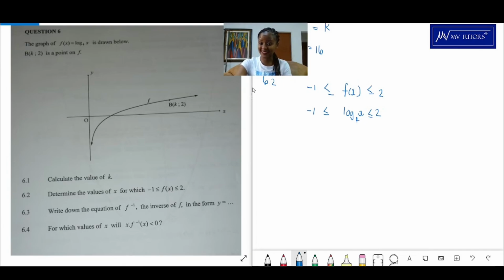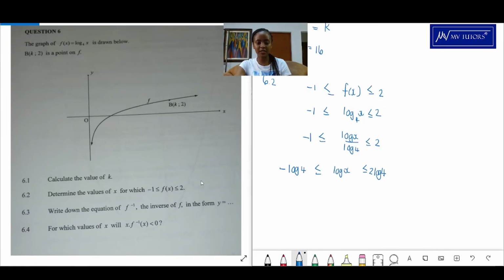So I'm going to do the same thing that I did previously. I have log x divided by log 4. I'm going to multiply both sides by log 4. So this side I'm going to have log 4 times -1, which is just negative log 4. Here I have log x, and there I have 2 log 4.